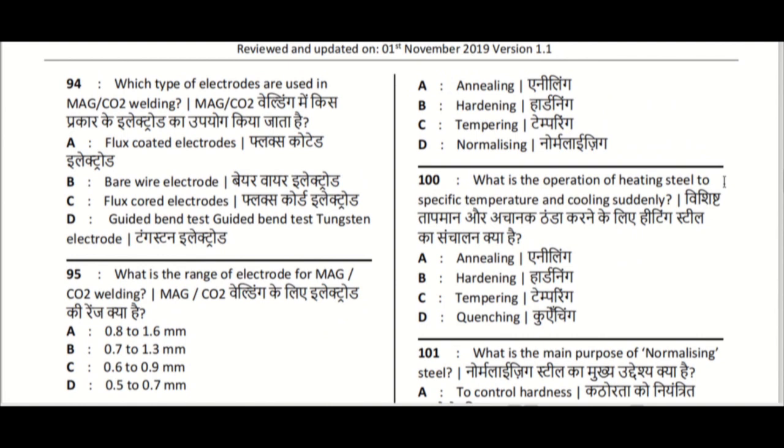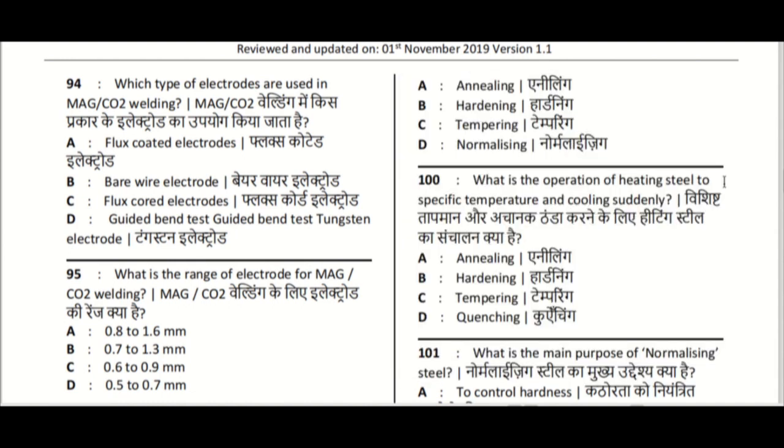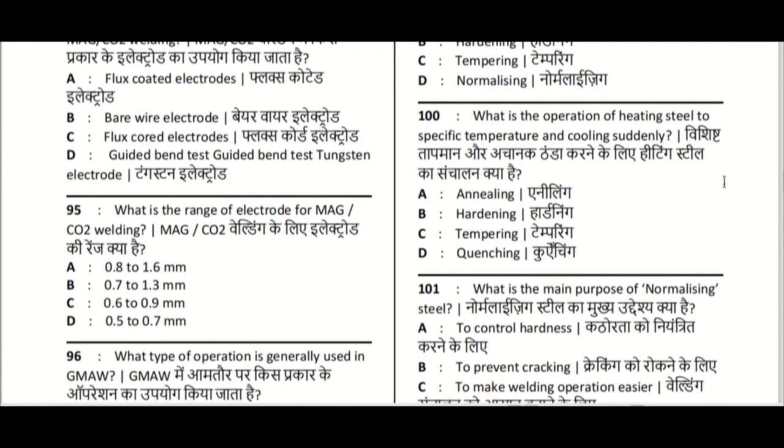Which type of electrodes are used in MAG or carbon dioxide welding? Bare wire electrodes are used. What is the range of electrode size for MAG carbon dioxide welding? The range is 0.8 to 1.6 millimeter.